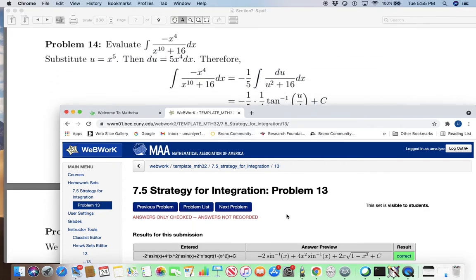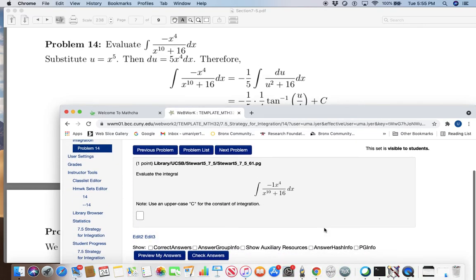Problem 14, so 13 is good. 14. Integral of negative 1 times x to the power 4 over x to the 10 plus 16. That gives me an idea. You see, x to the 10 plus 16, x to the 4. Well, let's take u equals x to the 5. Then the differential du has an x to the 4 dx.